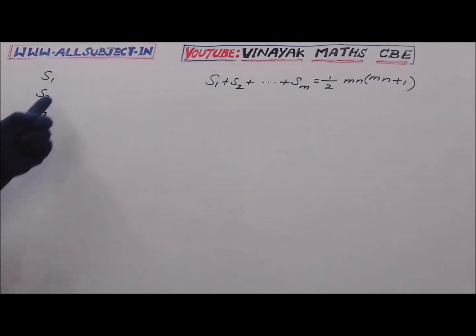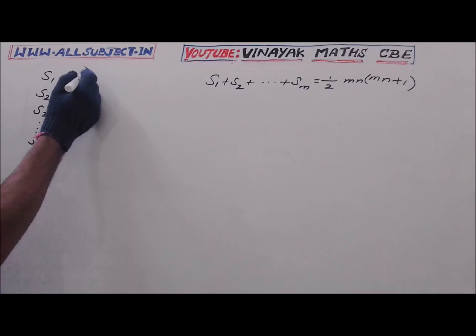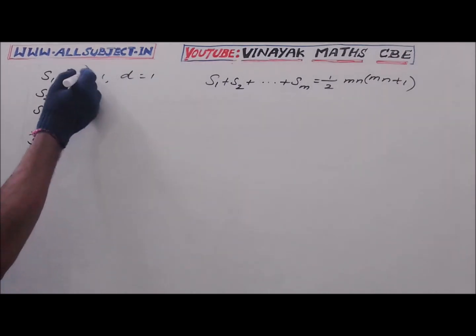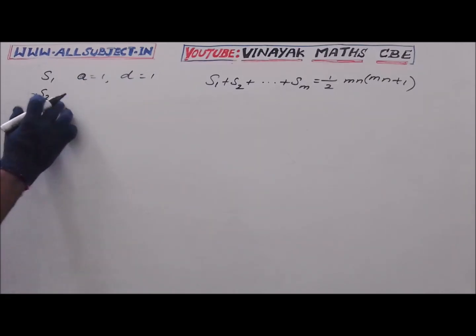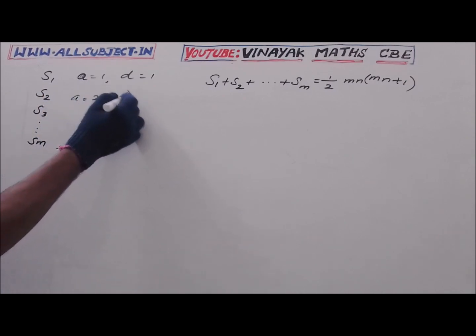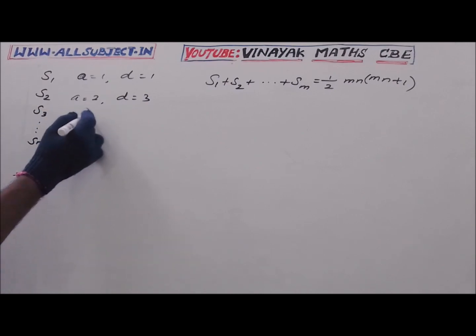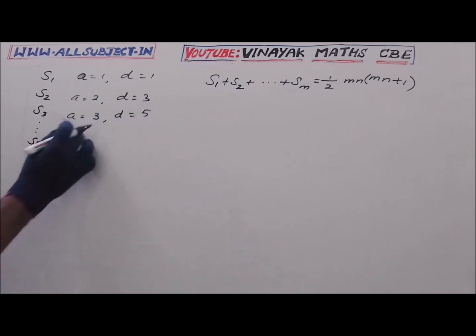Given S1, S2, S3, etc., Sm are sums of n terms of an AP. For the first sum, S1, a equals 1 and d equals 1. For S2, a is taken as 2 and d is taken as 3. For S3, a is taken as 3 and d is taken as 5, etc.